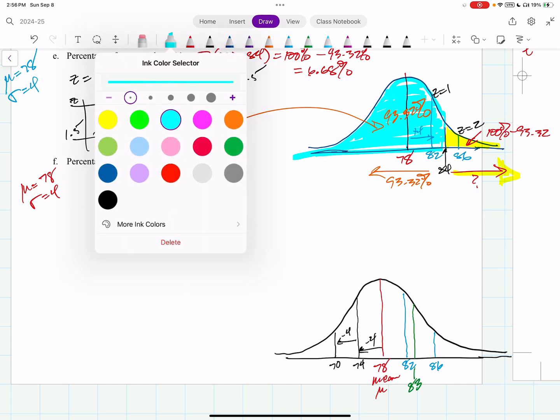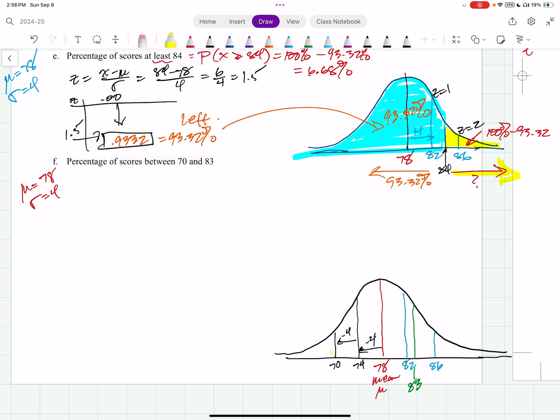Now let's draw some areas here. If we can find the percentage of the students less than 70 in the table, that's pretty easy. That's in yellow. So we need to do that. Here, this is the percentage of students less than 70.